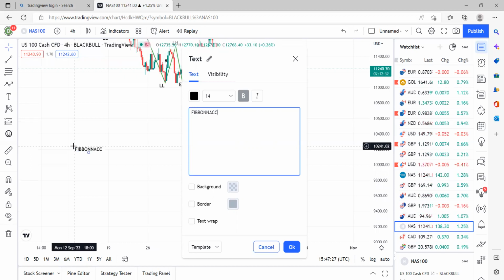Fibonacci. We can say Fibonacci or we can just say Fibonacci retracement tool. Just write Fib is fine. Yeah, Fibonacci.